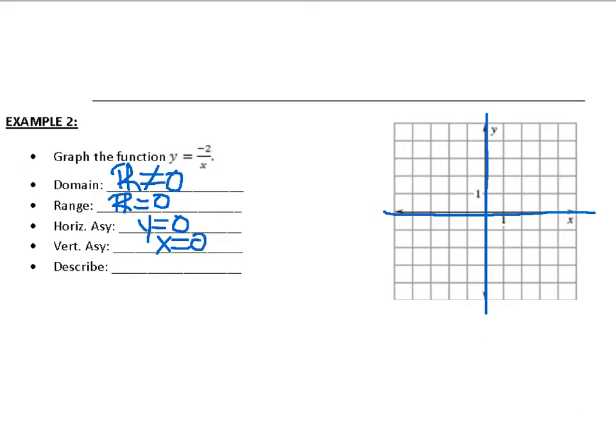And looking at this, if you notice there's a negative 2 here. What that negative is going to do is it's going to reflect our hyperbolas over the x-axis. So we know we're going to have a reflection.